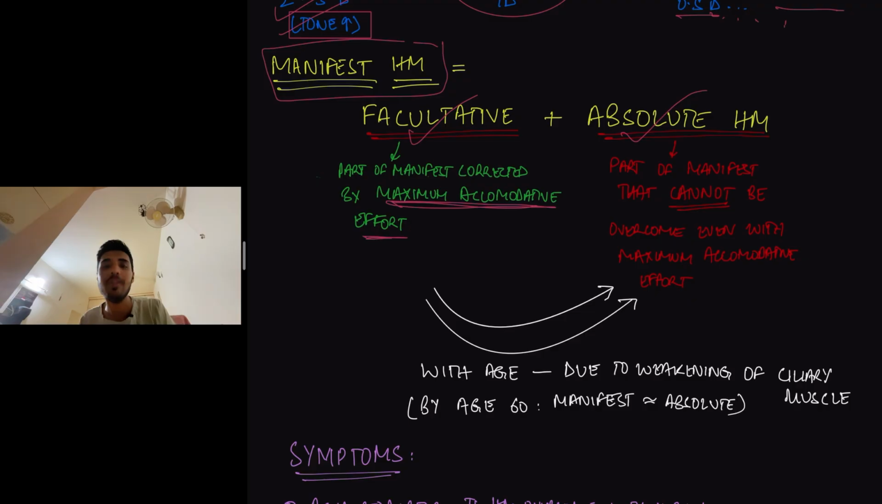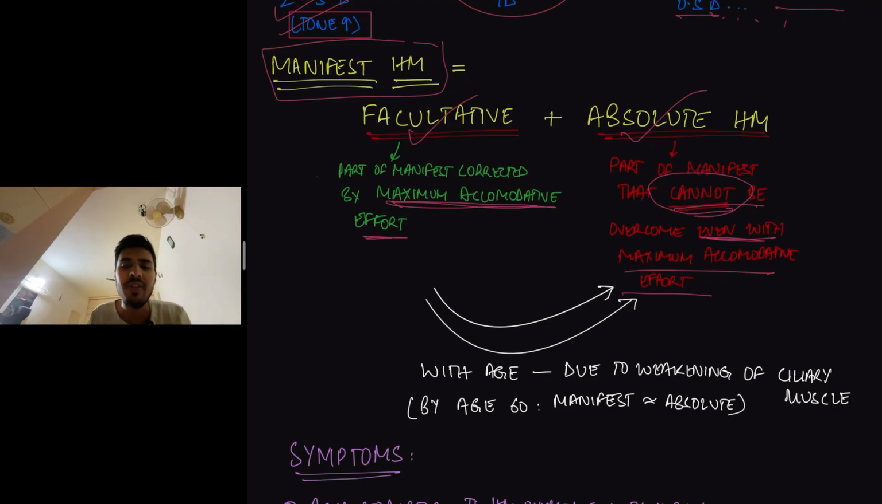So what do you think absolute is? The remaining part of manifest hypermetropia, the part that cannot be overcome even with maximum accommodative effort. Understood? So basically now the patient is putting maximum accommodative effort to overcome that hypermetropia. The part of that manifest hypermetropia that is corrected by the maximum accommodative effort is facultative hypermetropia. The part of that manifest hypermetropia that cannot be overcome even with maximum accommodative effort is absolute hypermetropia.